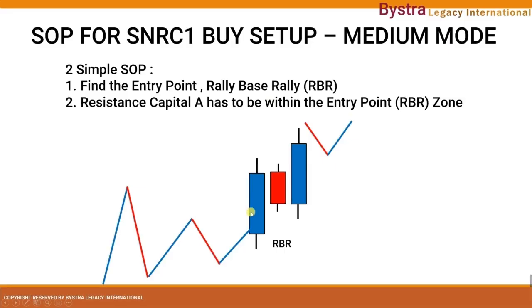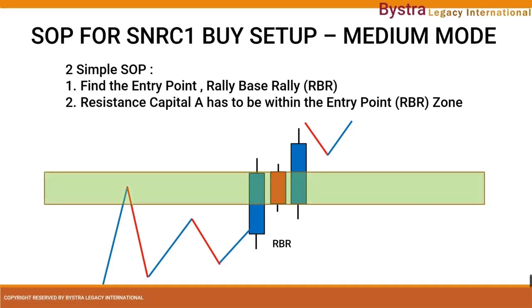As we can see, this is a rally base rally. At this base area, we can see there is a capital letter A. Now, first of all, what we should do is mark the zone of the entry point, which in this case is the rally base rally. Why do we want to mark the zone? So that we can know whether the capital letter A is inside the zone. In this case, we can see that this capital letter A is inside the zone.